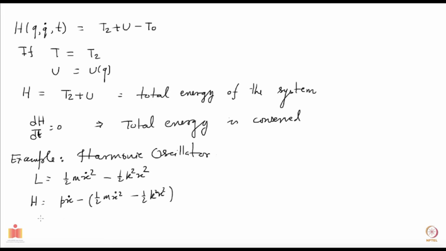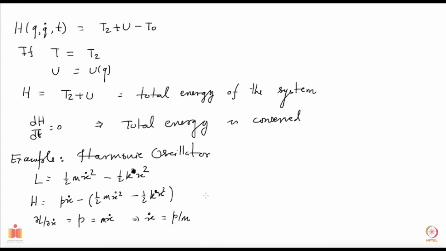And you also recall that your del L over del x dot is what is p, which if you take the derivative, you get m x dot, which you can solve to write x dot to be p over m. And your k x squared, I think there is no square here. Okay, so that is fine.